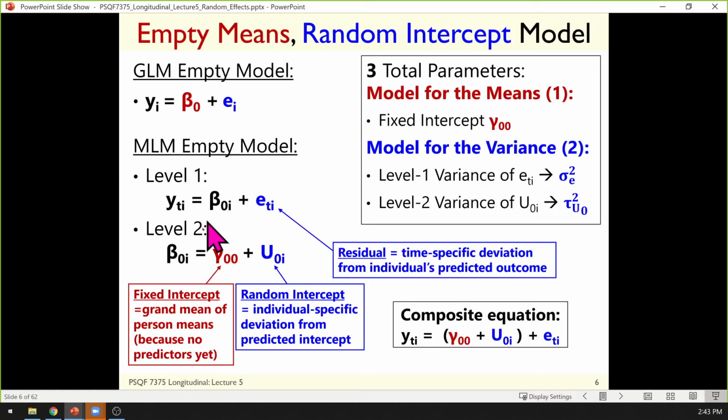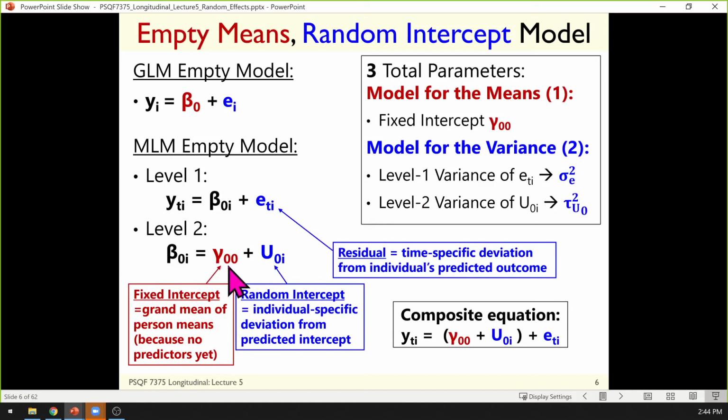So then we come up to level 2, where beta 0 I is itself an outcome. And now we say how each person gets their own intercept with a combination of fixed effects, which is what is for everybody, these are constants, and random effects, which is specific to you. Everybody gets their own, is a random effect. So this Y looking thing right here, this is our new friend gamma.